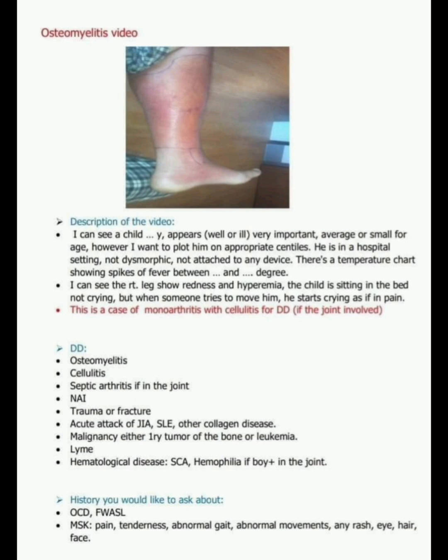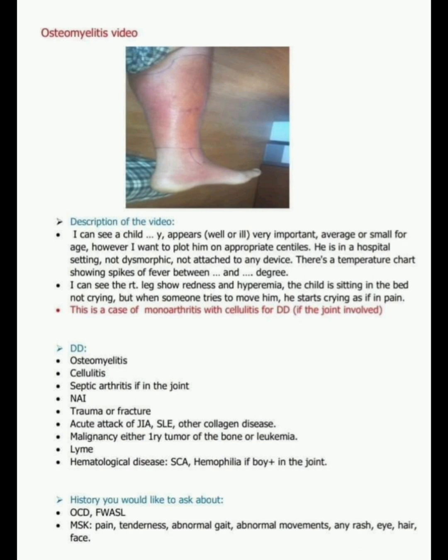So first, how can we describe this video? I can see a child, maybe 5 years, who appears well or ill, very important, which is mentioning average or small for age. However, I want to plot him on appropriate centiles. He is in a hospital setting, not dysmorphic, not attached to any device.